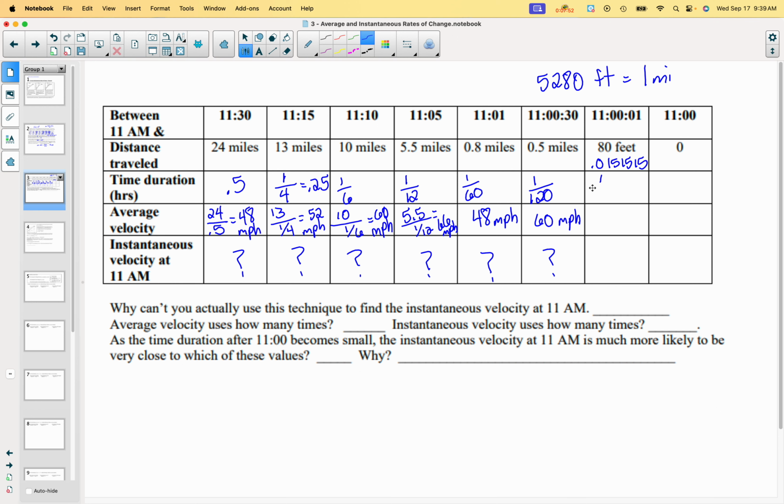So that turns out to be 1 out of 3,600. And when you divide that out, you get 54.5 miles per hour. So I just kind of did the math. We still don't know for sure.